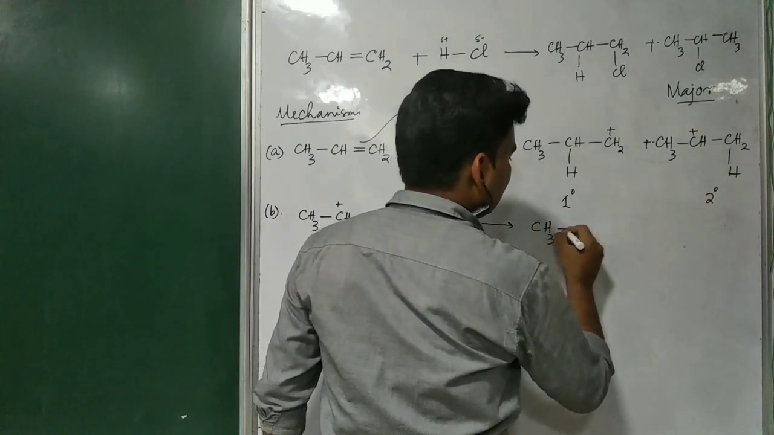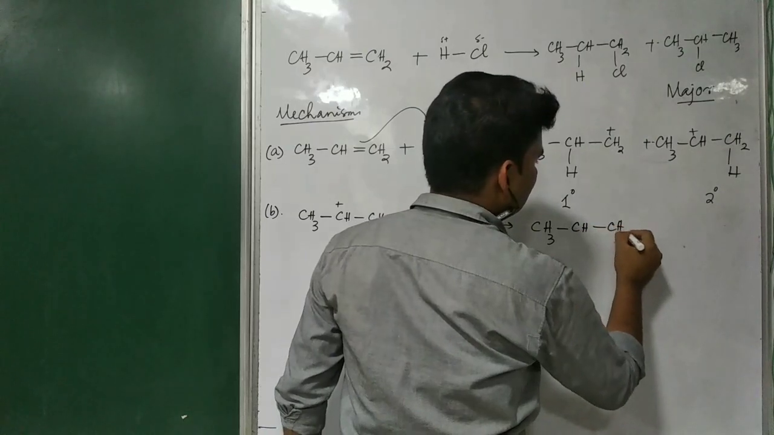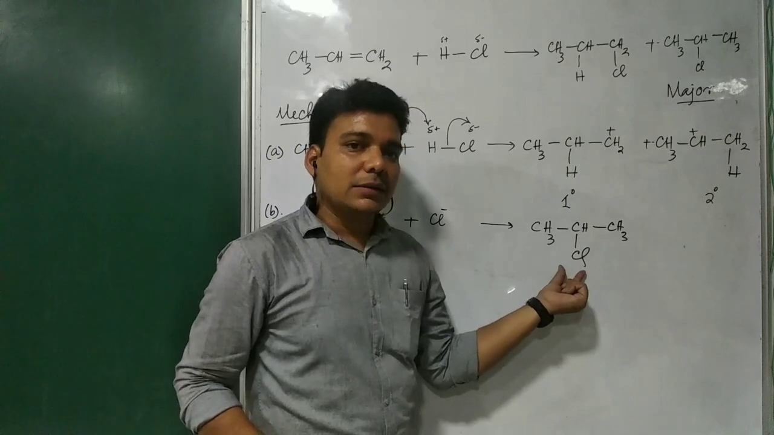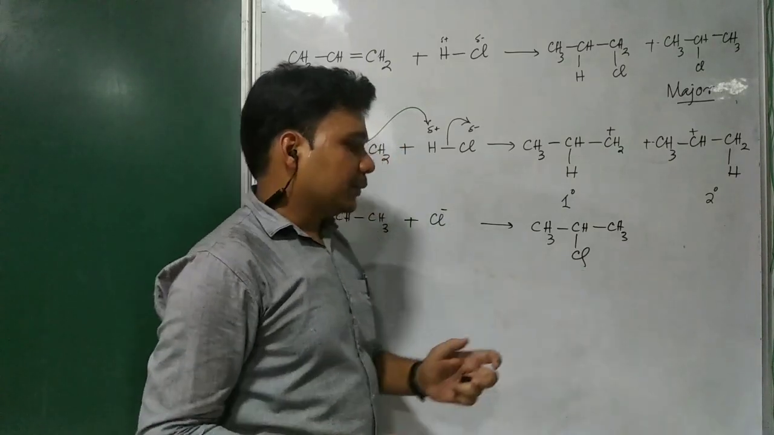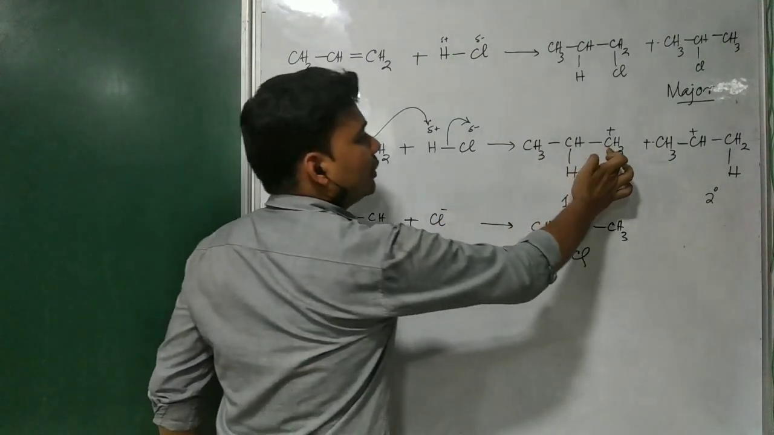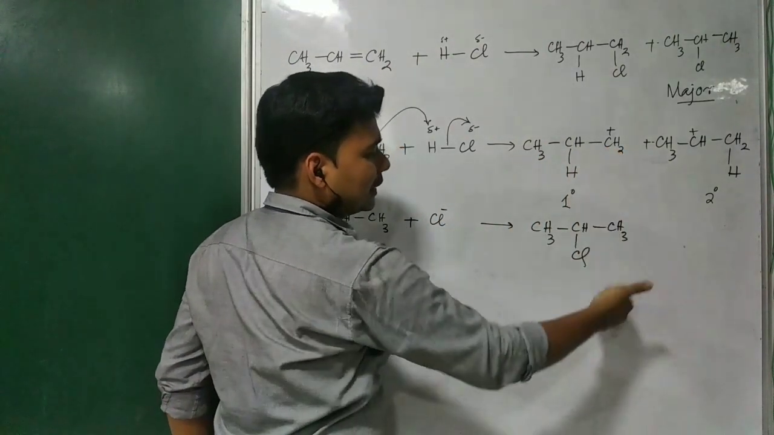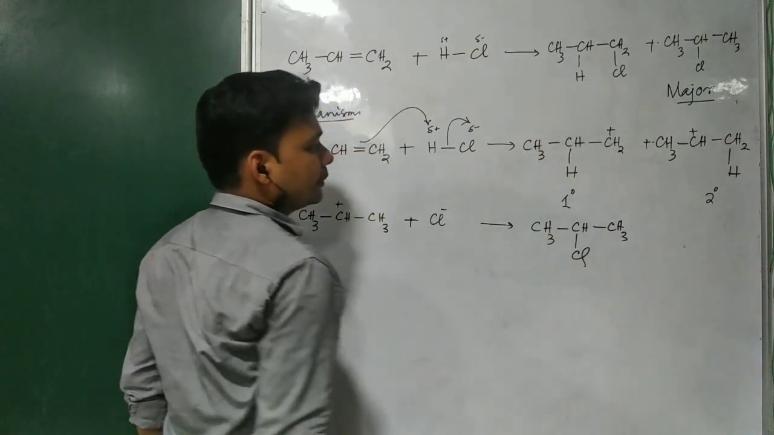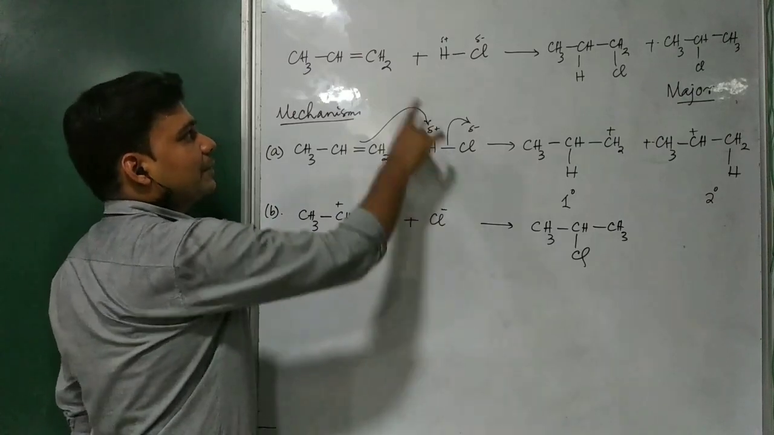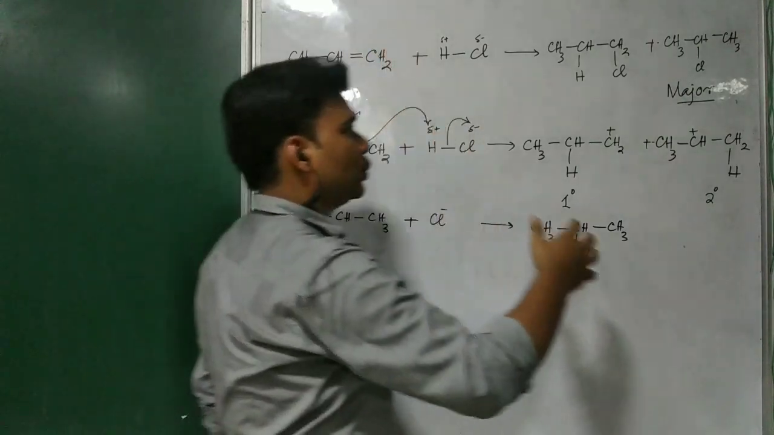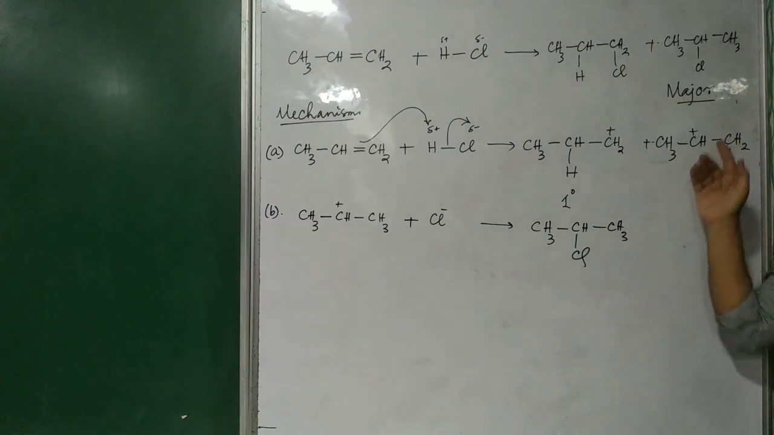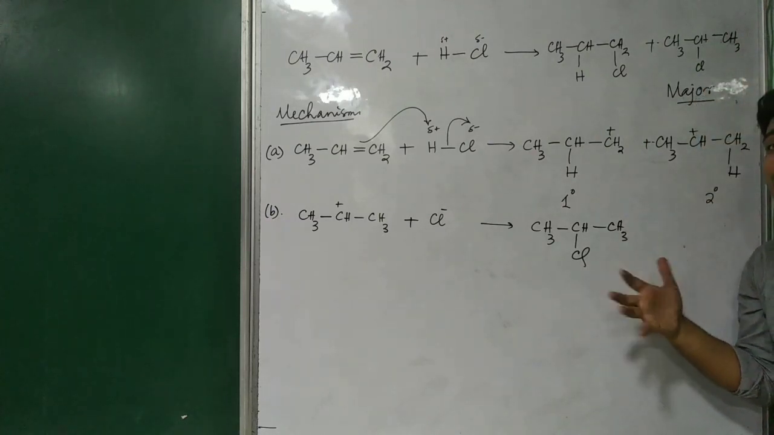Then you will get CH3CHClCH3. Here the chlorine will be added. This is your final alkyl chloride product. And when the other carbocation is considered, when Cl minus is added to that carbon, you will get another alkyl chloride. I have shown this alkyl chloride, which is obtained in major amount by applying Markovnikov's rule. Also, we have shown this was the major product. And here we explain why actually this product is formed in major amount.